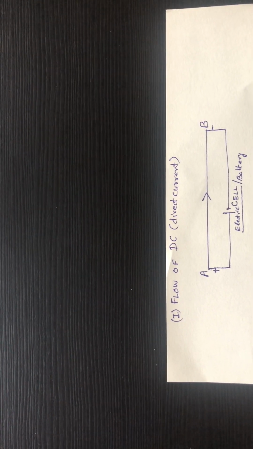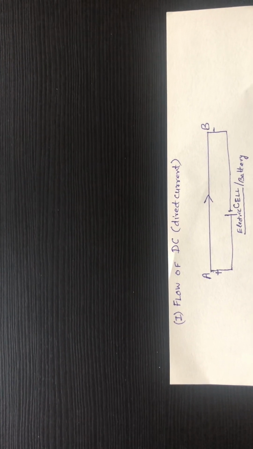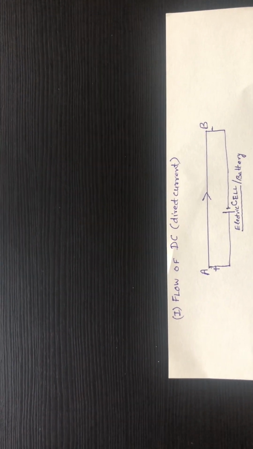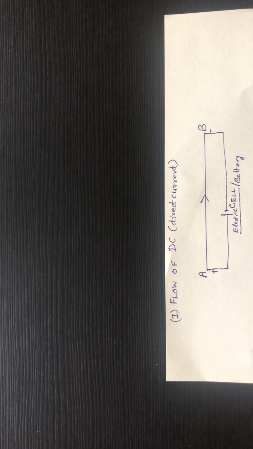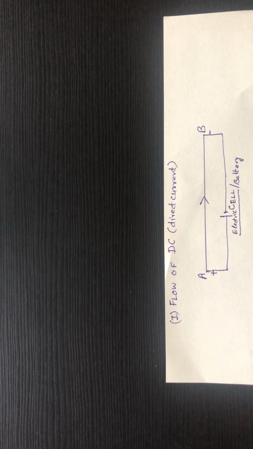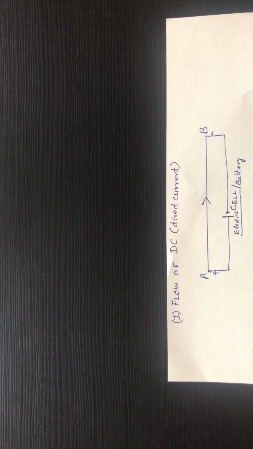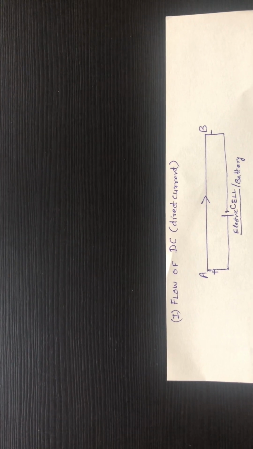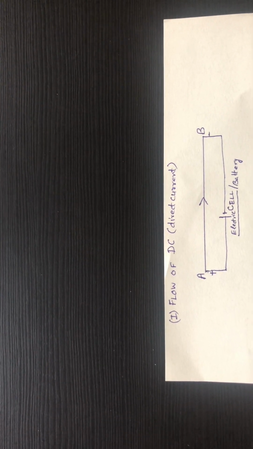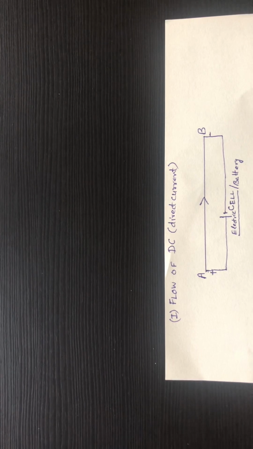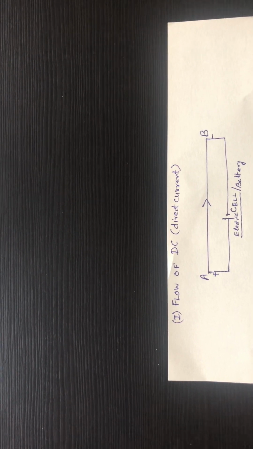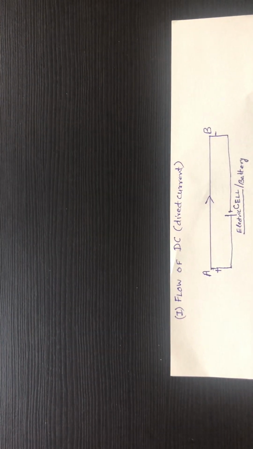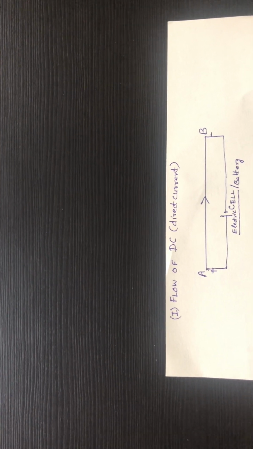So therefore in this case the current flows from A to B, because current always flows from higher potential to lower potential. So this is in the case of direct current, DC. So that means current always flows in one direction, that is from higher potential to lower potential, that is from end A of the wire to end B of the wire.